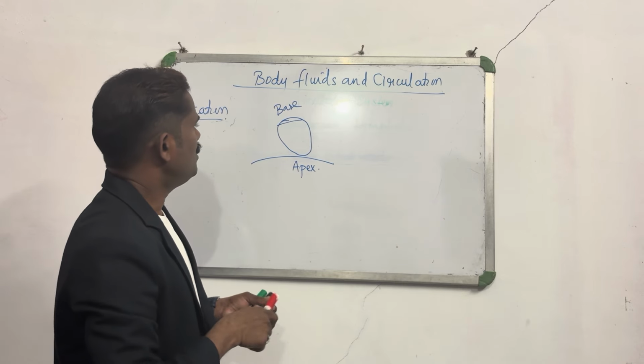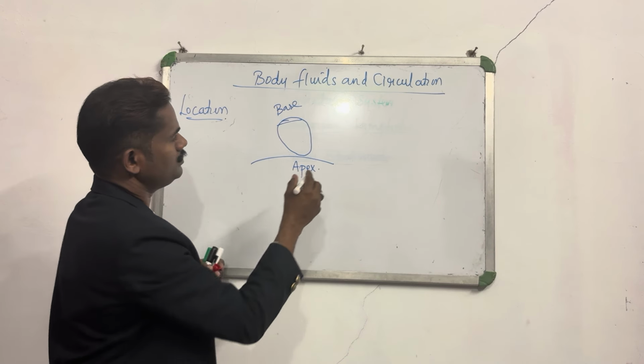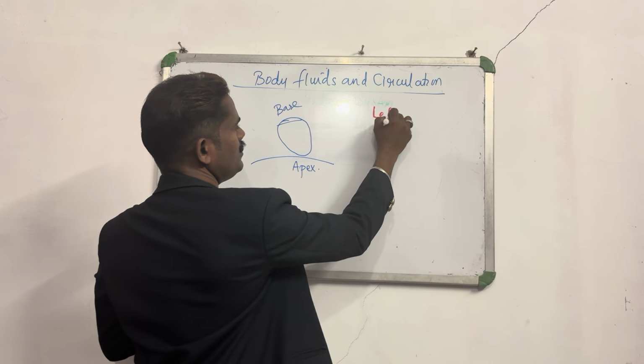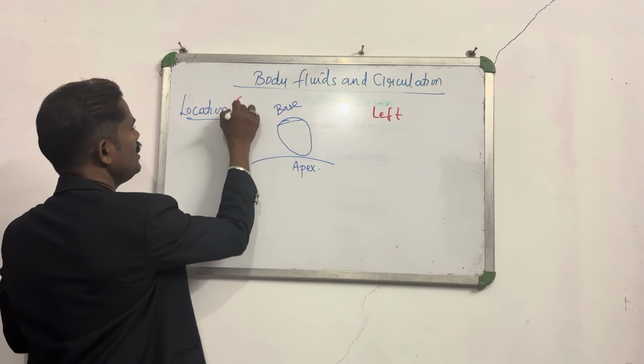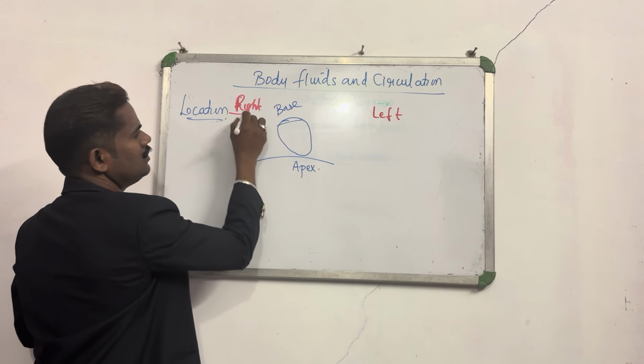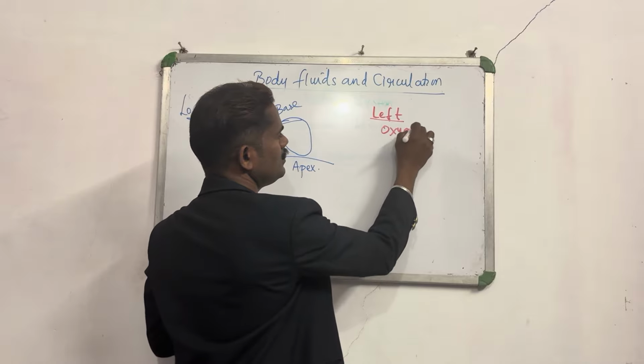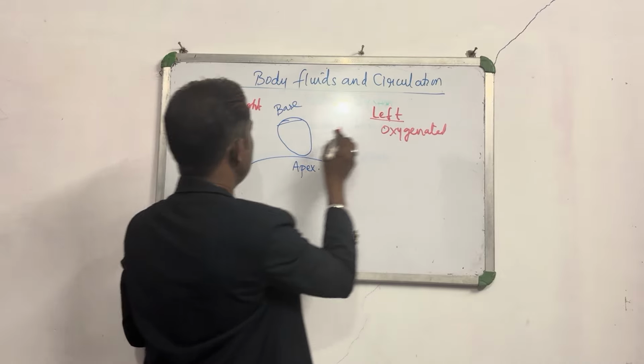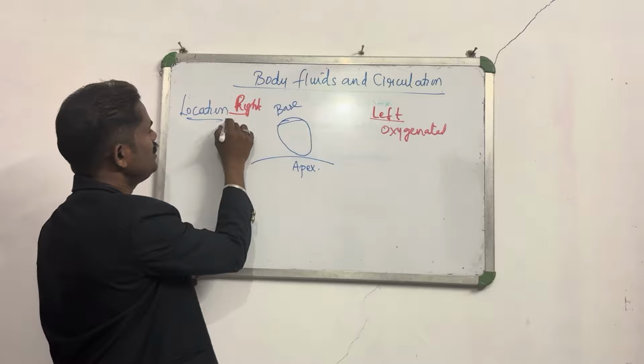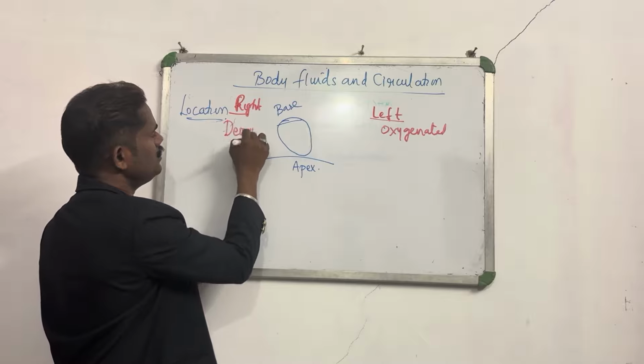This is the left side, and this is the right side of the heart. The left side of the heart always contains oxygenated blood, and the right side of the heart contains deoxygenated blood.